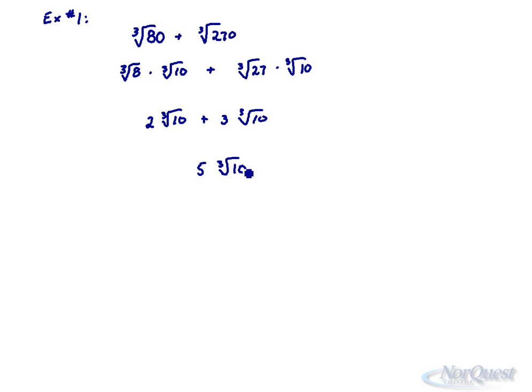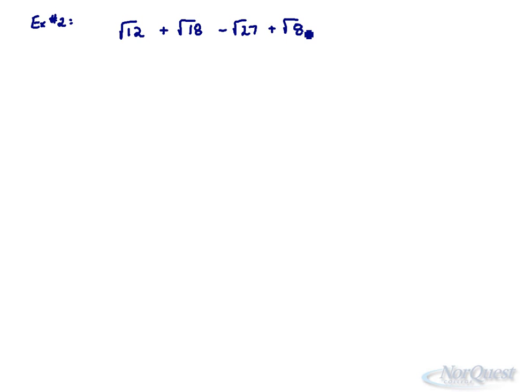Let's look at another example. Example 2. We have square root 12 plus square root 18 minus root 27 plus root 8. Again, let's go through and try to simplify these as much as possible.